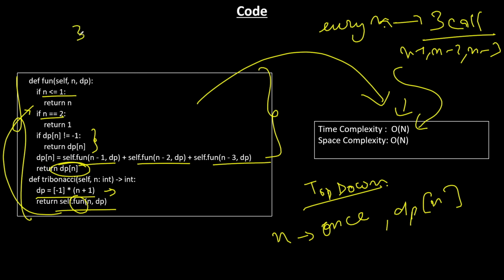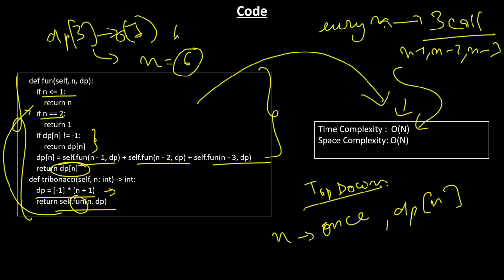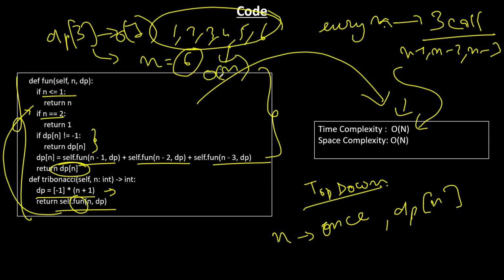Suppose you calculated DP of 3, it takes time complexity of O of 1. Suppose we have to calculate the Tribonacci series for n equal to 6. It will be calculated only one time each for 2, 3, 4, 5, and 6. So this becomes only O of n. If I had to calculate for 6 multiple times like we were doing in recursion, then the time complexity would have reached 3 to the power n. And space complexity is O of n because the maximum space taken by DP is n plus 1. That's all. So I hope you understood the code and time and space complexity. Let's move to the next slide.